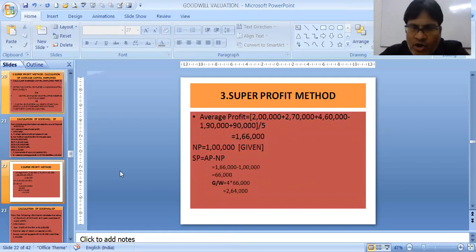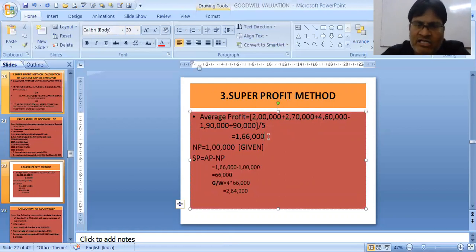Remember, in the last video I also told you we have to always take the latest years. So see, first I have taken the latest year, 2020, 2 lakhs, then 2 lakh 70, then 4 lakh 60. Loss is subtracted, then plus 90, the furthermost year. Divide by 5, we get 1,66,000, which is your average profit.